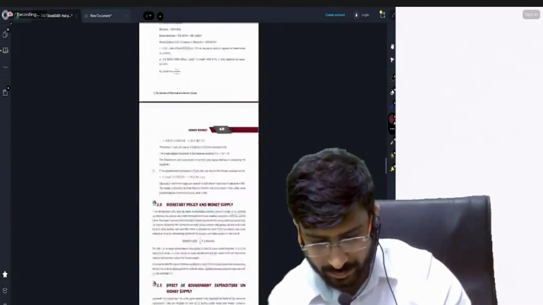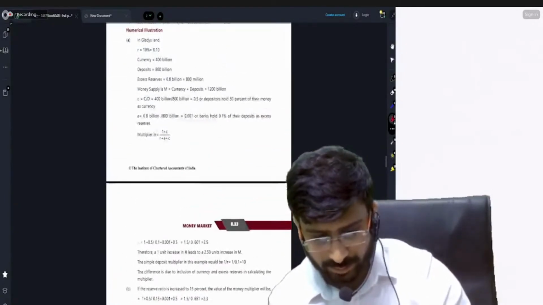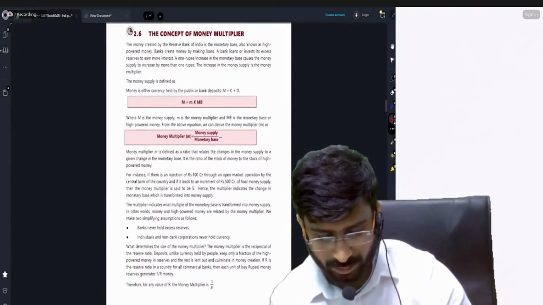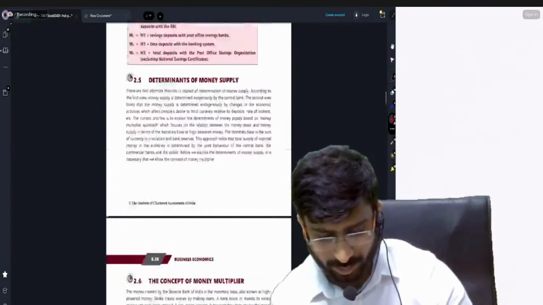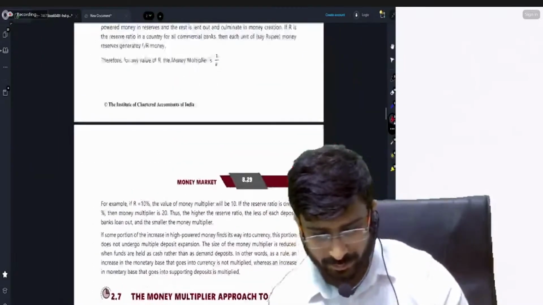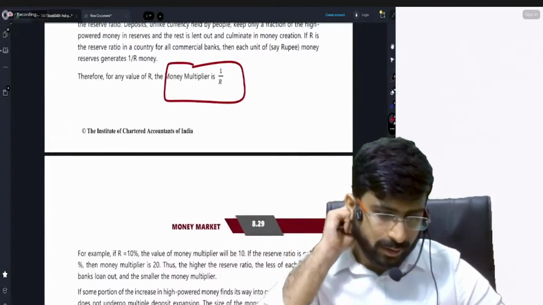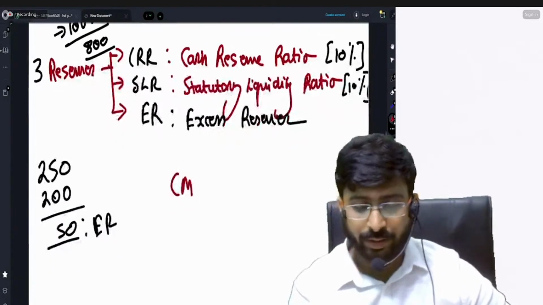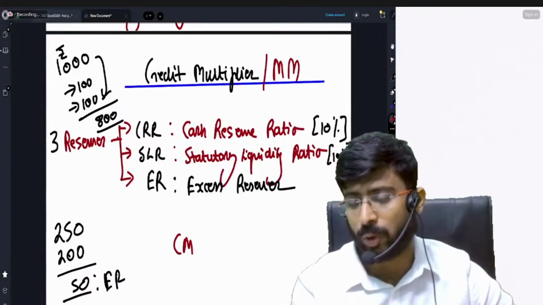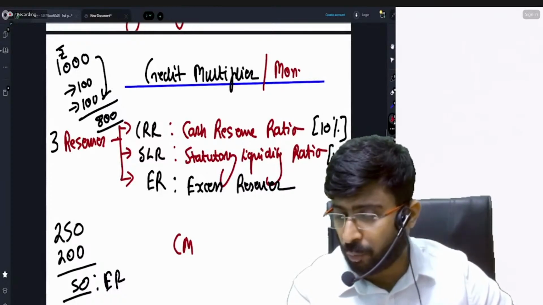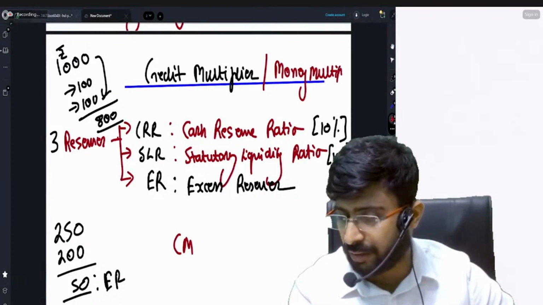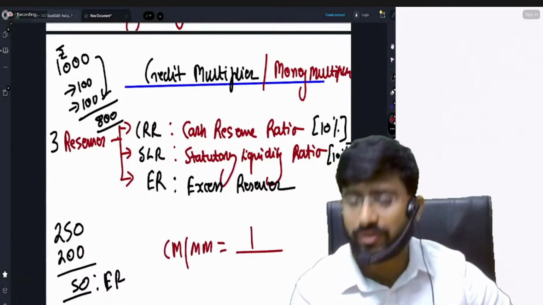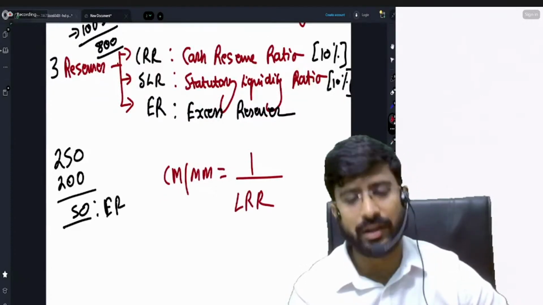1/r. Now, please remember everyone, credit multiplier is also called money multiplier. Though I will give you a bigger formula for money multiplier if more information is available to us. But whatever it is, credit multiplier or money multiplier is 1 by legal reserve ratio, LRR.